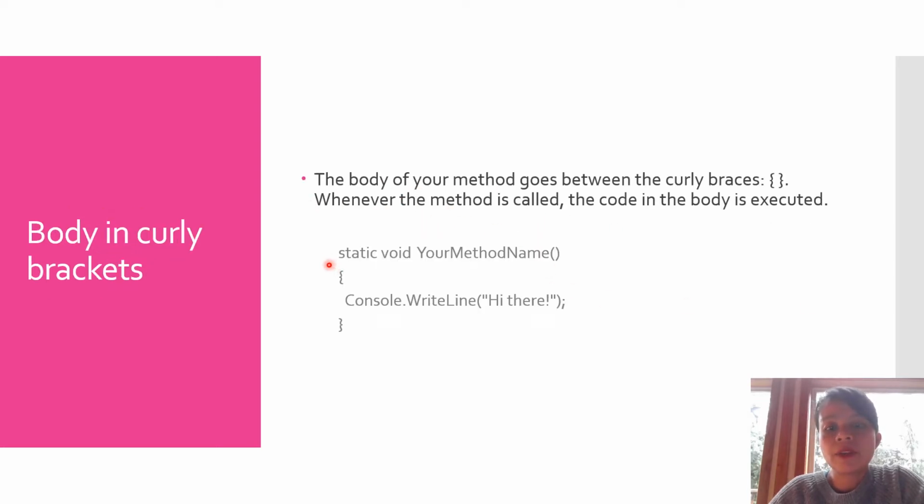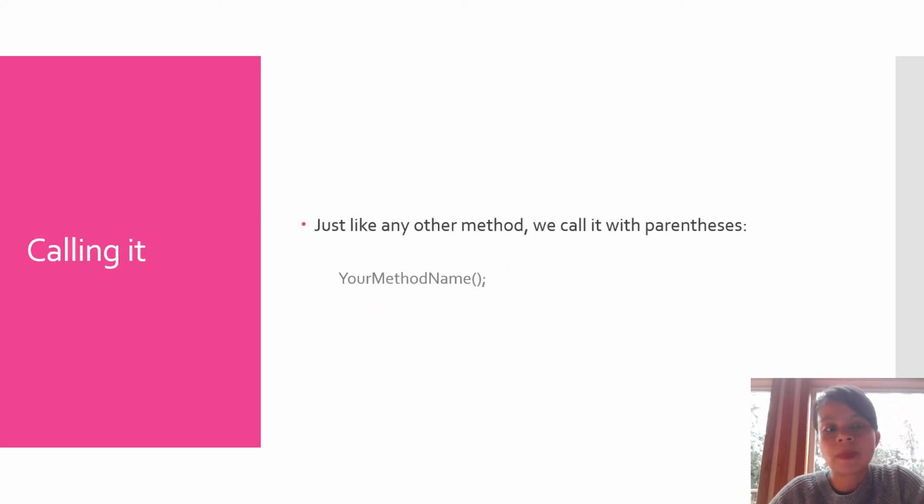So the body of your method goes between these curly brackets. Whenever the method is called, it is the code in the body that's going to be executed right here. When you call it, just like with any other method, you call it with parentheses. So your method name and then parentheses.